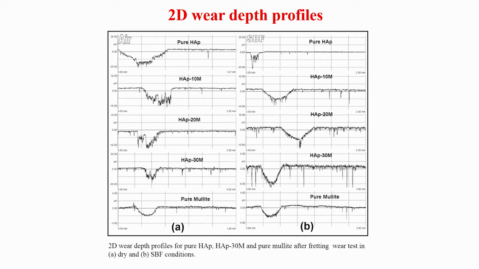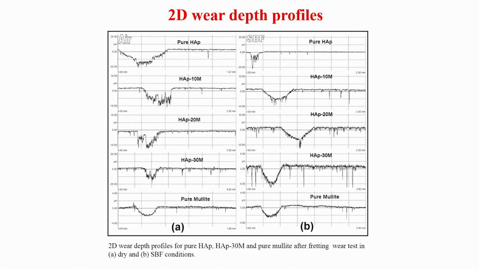Now, again we have used different flat materials, where we have varied the mullite content, like 10% mullite, 20% mullite and 30% mullite. For reference, we have used both the hydroxyapatite as well as the mullite flat samples. Now, what you notice after the fretting wear in the simulated body fluid, this is the 2D surface profiles of the region which experiences maximum wear.